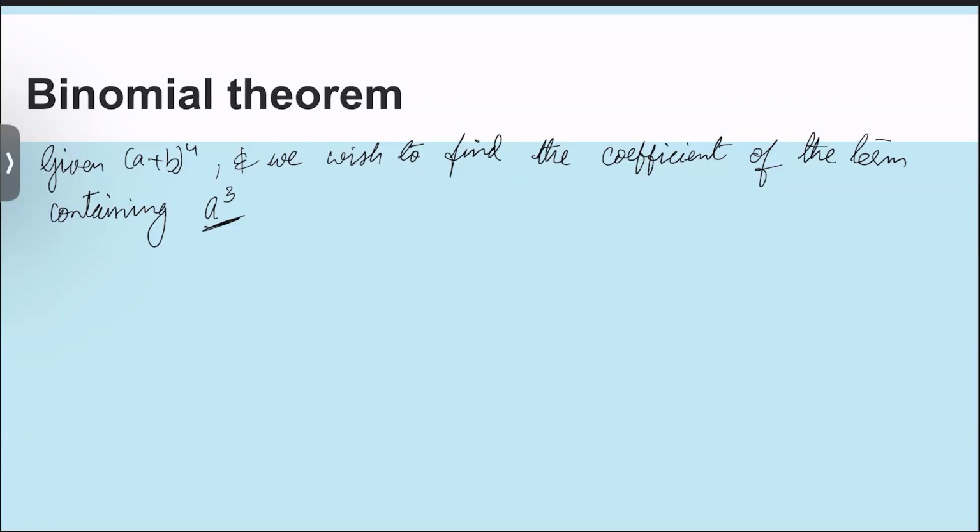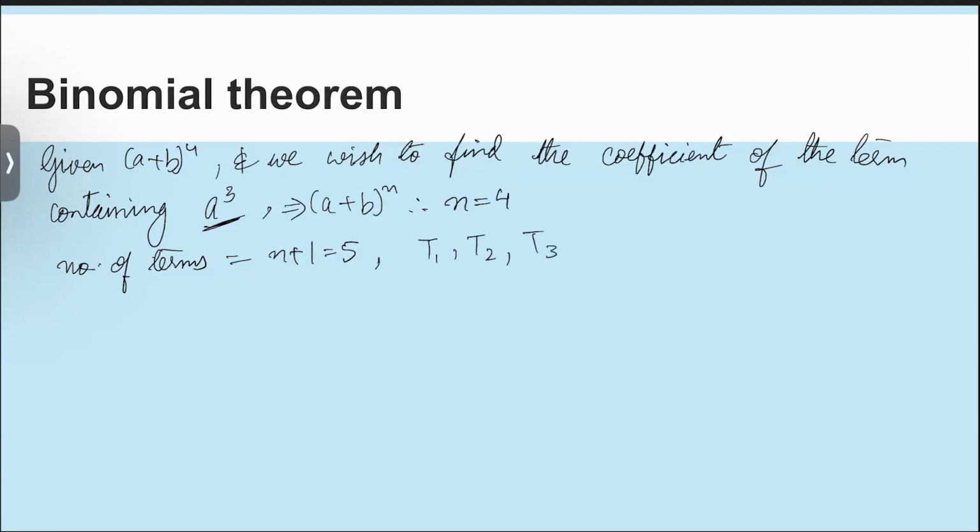So some things that we remember about the number of terms. Over here, your n, since we have (a + b) raised to n, this is what we know. So your n over here is going to be 4. If your n is 4, your number of terms for the expansion is going to be n + 1, that will be 5. So you will have 5 terms: T1, T2, T3, T4 and T5, if you put the addition sign. This is what you see.